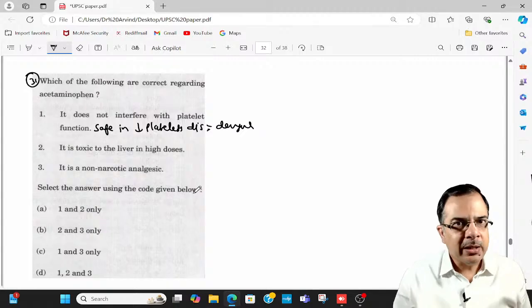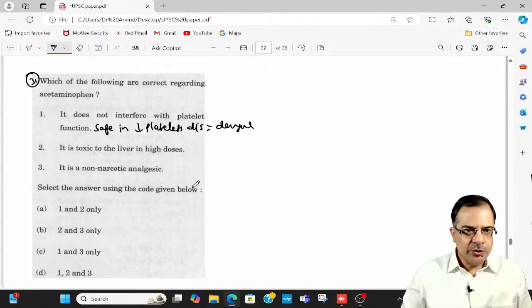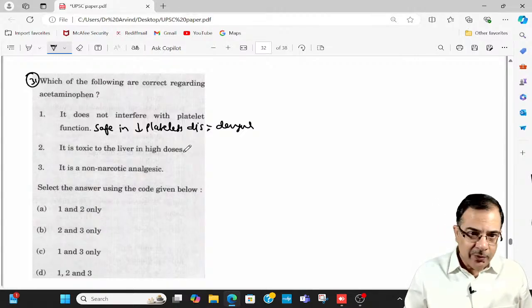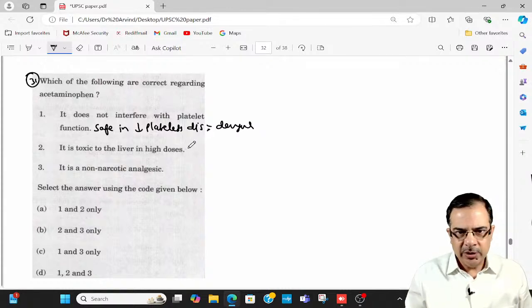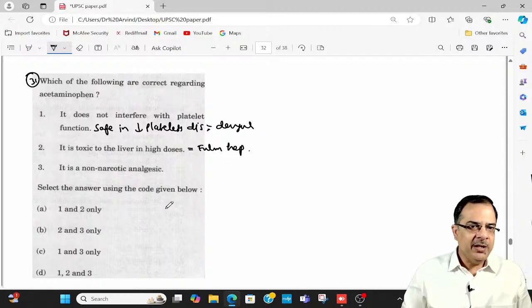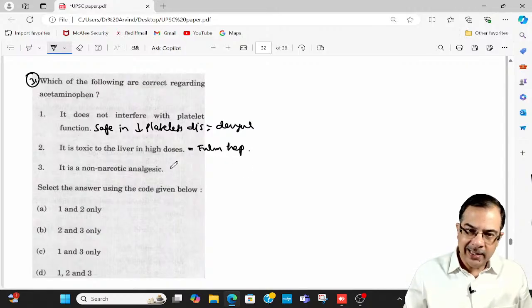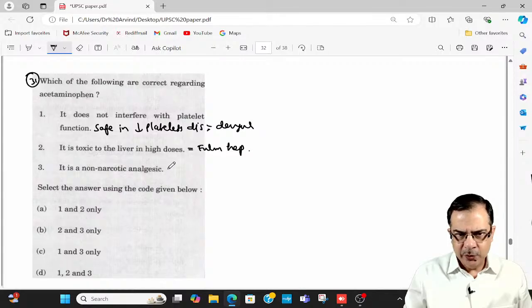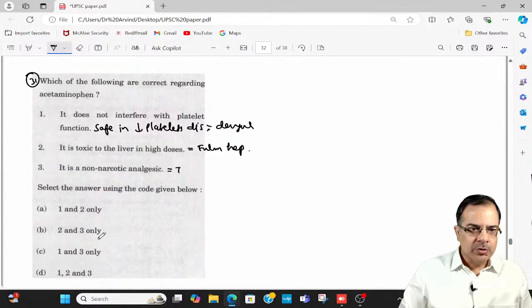So it is the only antipyretic which is advised. So this is true. It is toxic to the liver in high doses. Yeah, definitely it causes toxicity. This is leading to fulminant hepatitis, one of the common causes of fulminant hepatitis. It is a non-narcotic analgesic. Yes, it can be used as an analgesic agent. True. So answer is all.